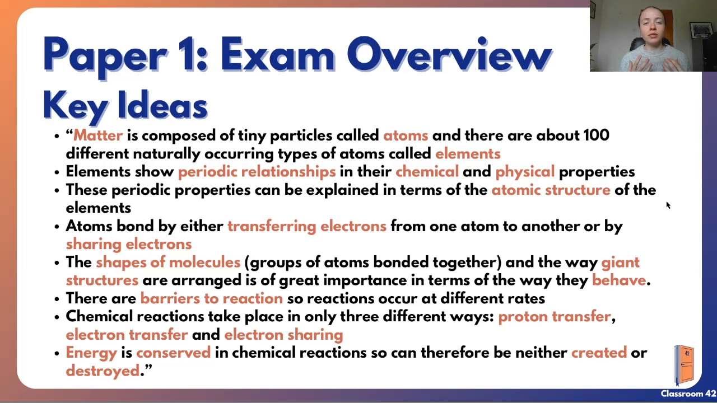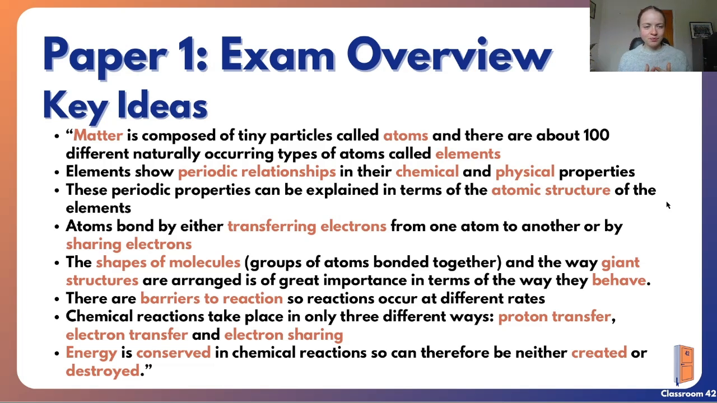So matter is composed of tiny particles called atoms, and there are about 100 different naturally occurring types of atoms called elements. So this is largely C1 material. Elements show periodic relationships in their chemical and physical properties. Again, we cover this in C1, however, these are both principles which are crucial to understanding all the other topics down the line. These periodic properties can be explained in terms of the atomic structure of elements, and atoms bond by either transferring electrons from one atom to another, or by sharing electrons. So that's your ionic and covalent bonding from C2, which come up time and time again in all of your other topics.